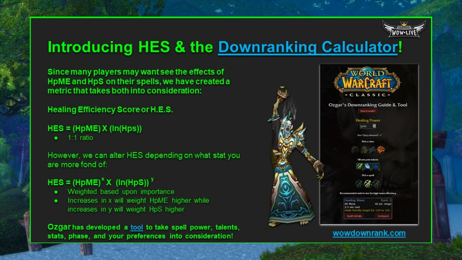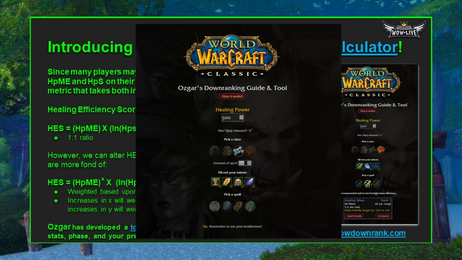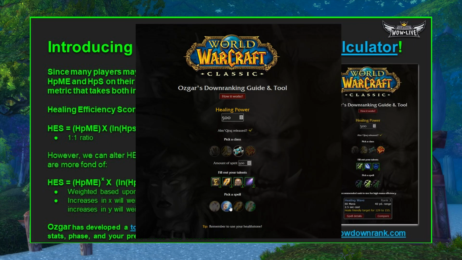The tool that Osgar has developed will take spell power, talents, stats, phase, and your preferences of DpME and HPS into account. You can start by inserting the spell power, choosing what phase you're in if you're post AQ, because if you are post AQ, some more ranks of spells will be available to you. Pick your class, add any potential stats that could modify your healing, choose talents that increase your healing potential, and then pick the spell you'd like to analyze.